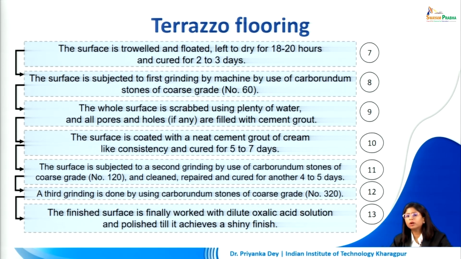Again we go for a certain amount of curing, then do the process of grinding again, but in this case we use carborundum stones of a different grade, grade number 120. Again we repeat the process of cleaning and curing, then go for a third grinding using stone of coarse grade 320. Finally, we finish the surface with dilute oxalic acid solution and polish it until we get a shiny finish on top.